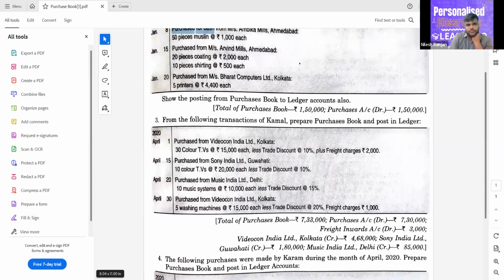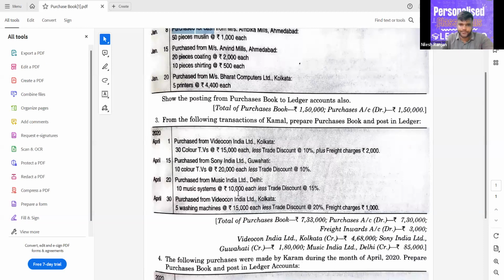Can I say now, sir? Yes. Okay. First, April 1st, Videocon India. 30 colored TVs at rupees 15,000 each. Very good. In the details column, 4,50,000. Then trade discount less 10%, which is 45,000. Minusing it, 4,05,000.